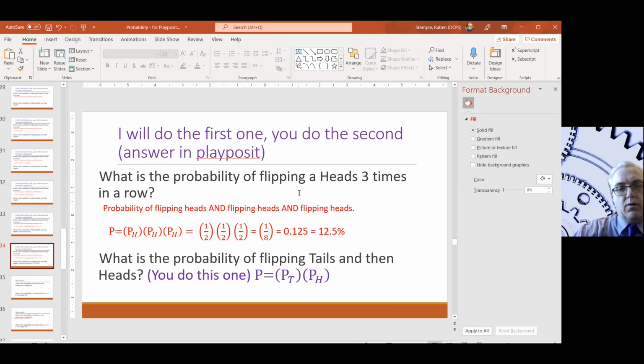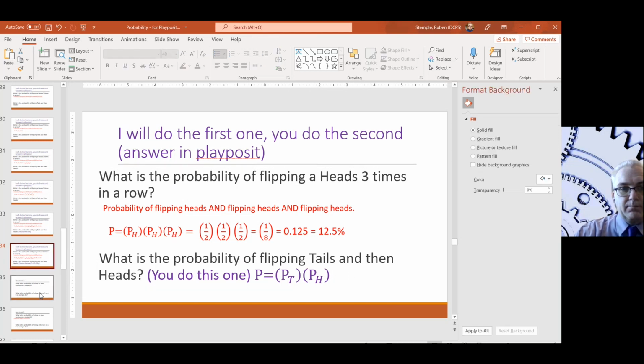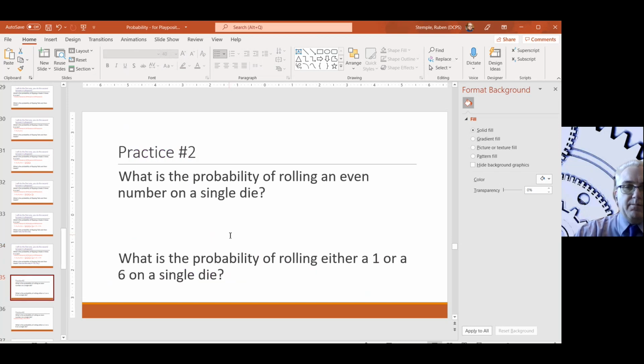So your turn, what's the probability of flipping tails and then heads? So tails and then heads. You do this one. Probability of tails is something, probability of heads is something. You're going to multiply those together. Give me an answer in decimal form. All right, so the Peardeck should have paused to let you answer that question.